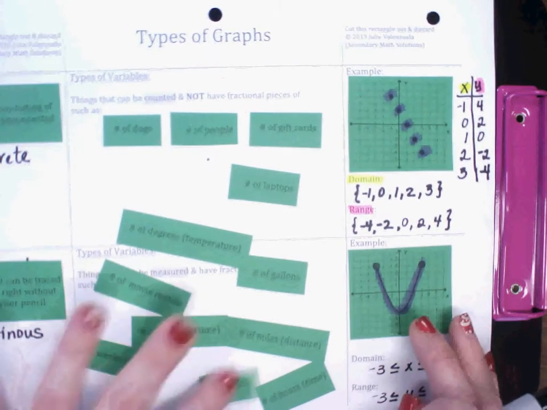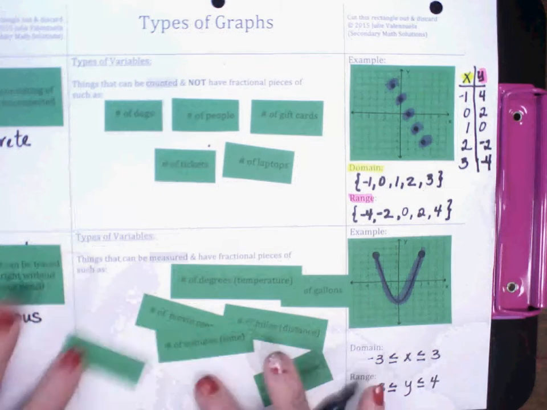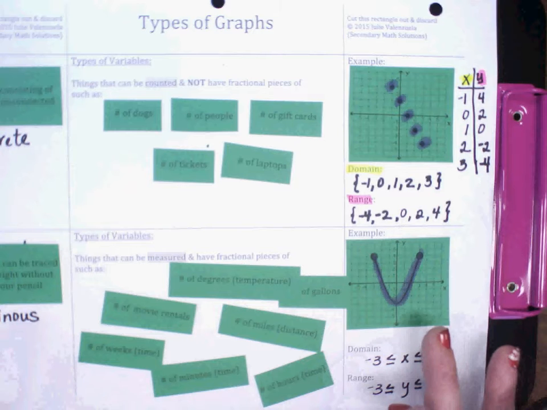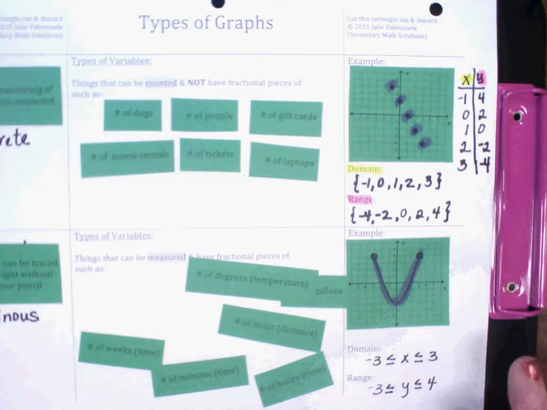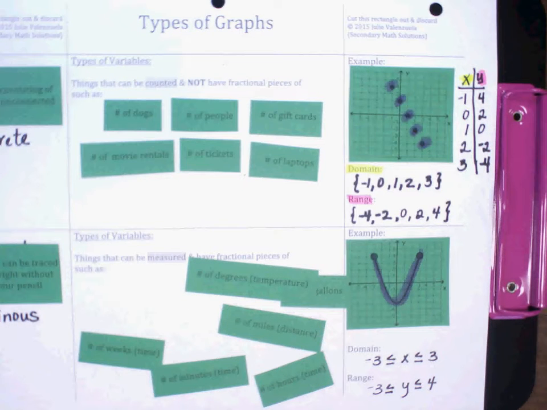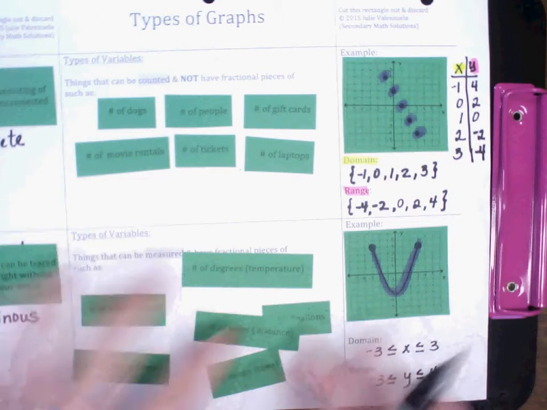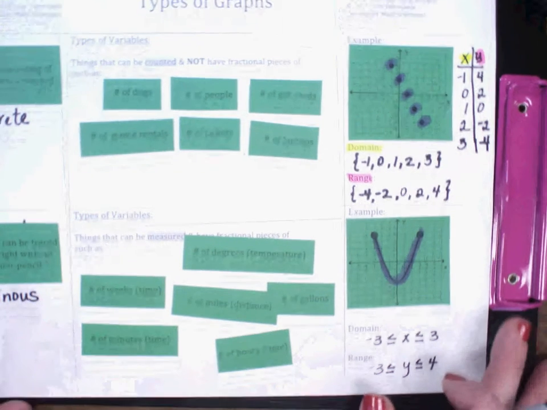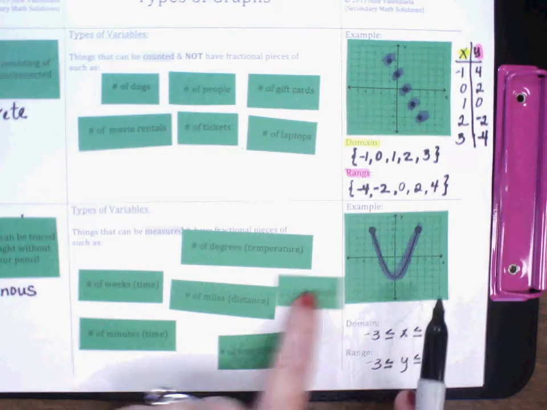I cannot cut people. I'll kill them if I do. What else? Number of dogs. Very good. I can't cut them, or I'll kill them. Laptops. Very good. What else? Number of tickets. Good job. Movie rentals. I cannot rent half of a movie. I can't watch it if it's half of it. You cannot rent half of the CD. It won't even play.